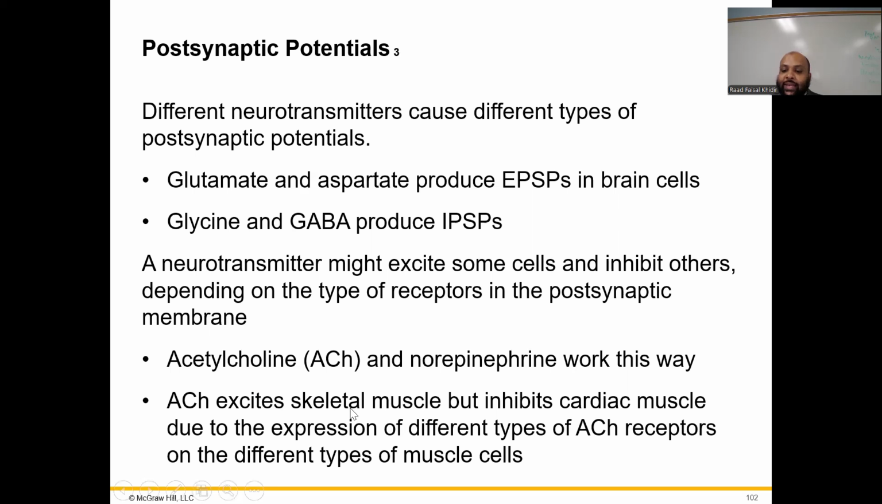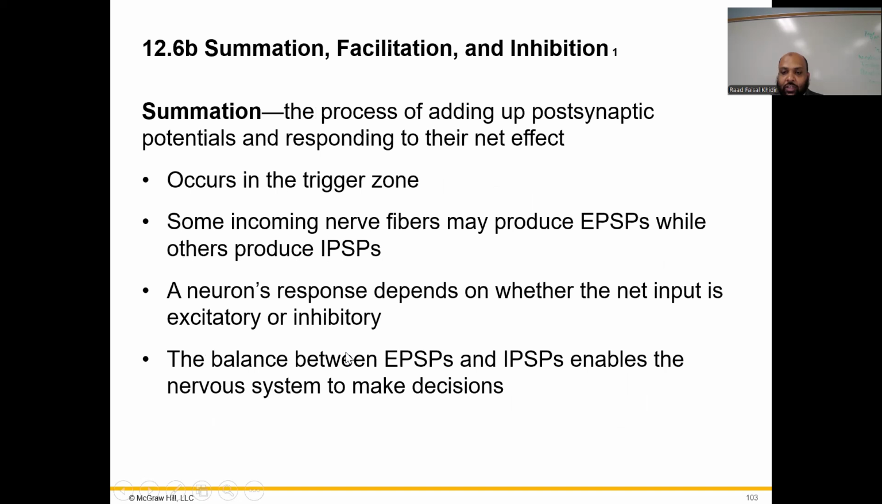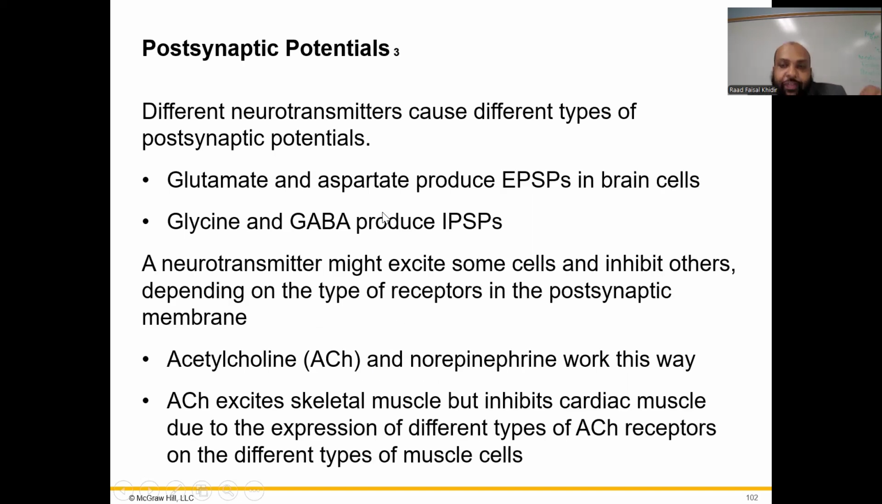So acetylcholine would excite a skeletal muscle cell, but inhibit a cardiac muscle cell due to the expression of different types of acetylcholine receptor on the different types of muscle cells. So it is the receptor that gives the acetylcholine its identity. If I give you $100 and I give somebody else $100, it's the same $100, but are you going to spend it the same way? That's exactly what happens with acetylcholine. If acetylcholine binds to the cardiac cell, it's going to inhibit the cardiac cell. But if the same acetylcholine binds the skeletal muscle cell, it's going to cause a depolarization and a contraction.